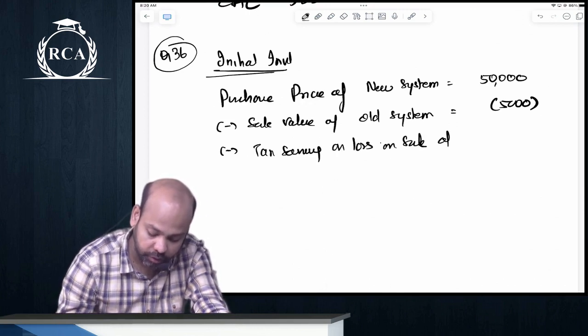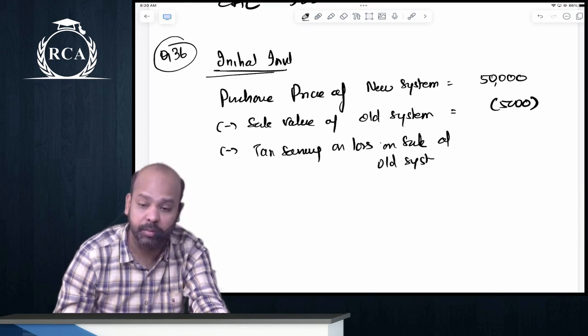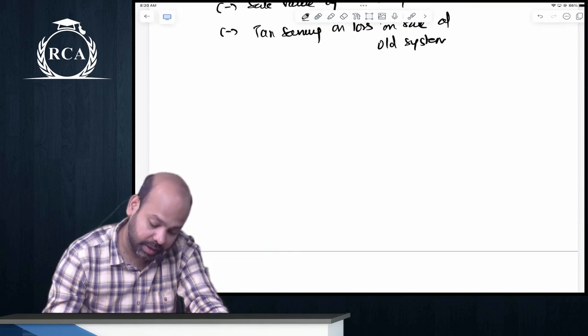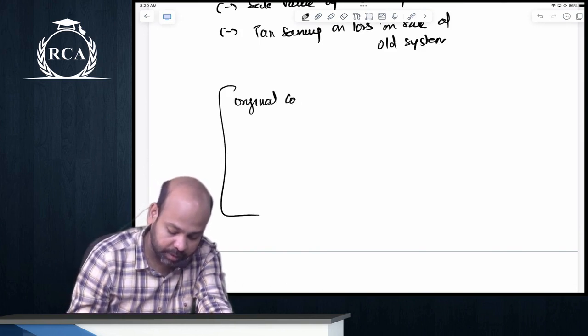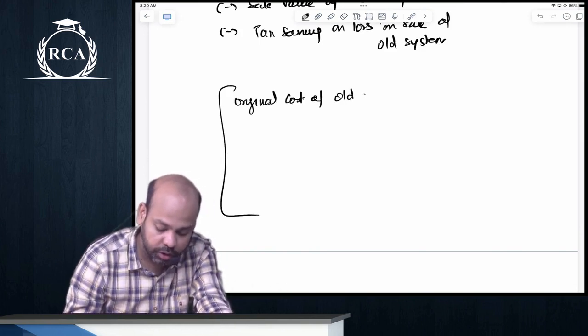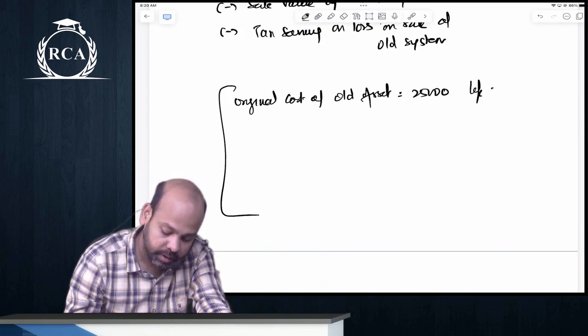Loss on sale of old system. How will I compute this tax savings, guys? इसके लिए एक note. Original cost of old asset कितना है बेटा? Original cost of old asset is 25,000. What is your life? 10 years.